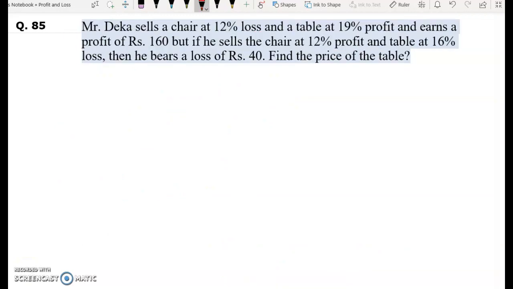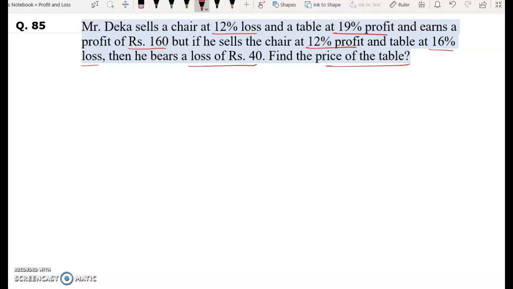Question number 85. Mr. Deka sells a chair at 12% loss and a table at 19% profit and earns a profit of rupees 160. But if he sells the chair at 12% profit and table at 16% loss, then he bears a loss of rupees 40. Find the price of the table.